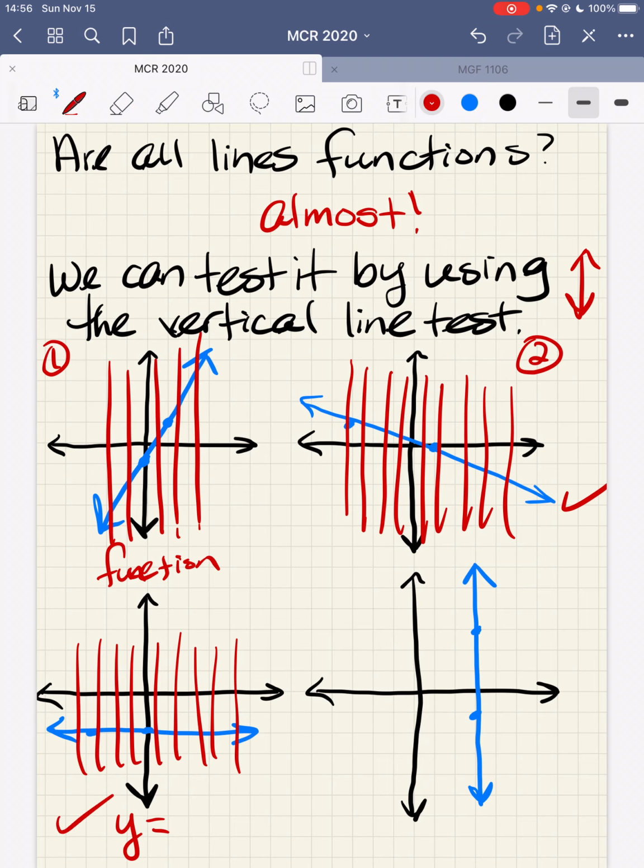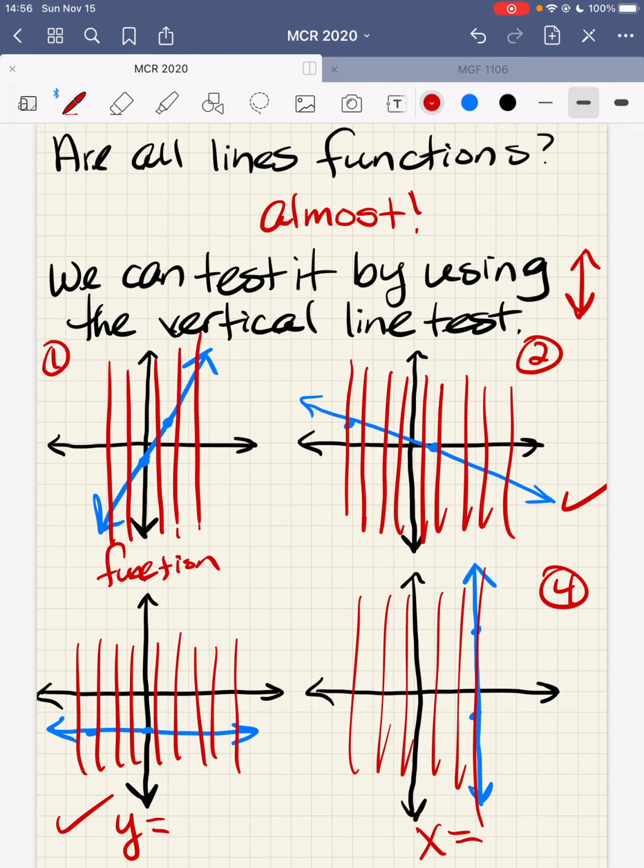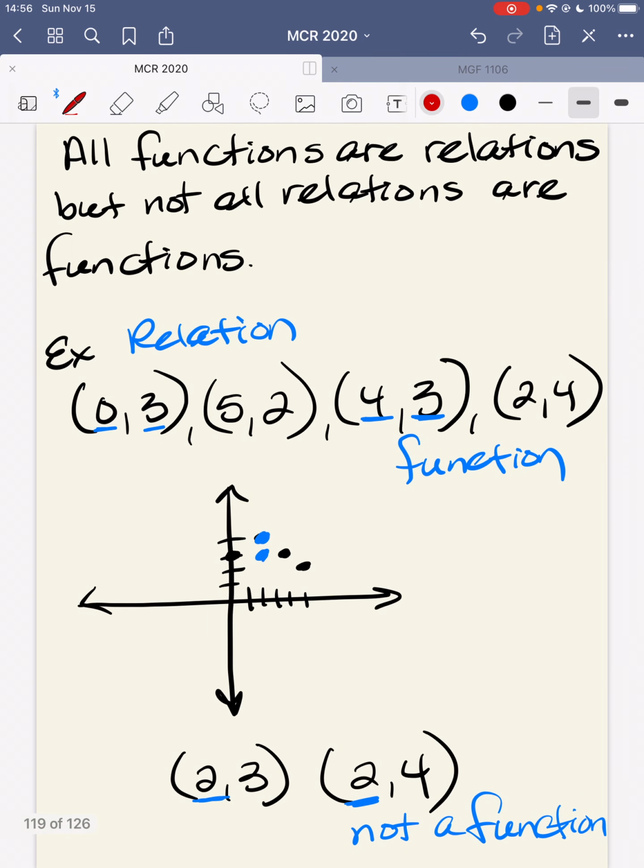But when I go ahead for the last graph, which I'm going to call graph 4, this is my x equals line. And if I go ahead and draw vertical lines, when I get to that vertical line, I hit every bit of that line. I'm hitting that line as many times as I can have points for. Okay, so this is not a function. So going back to my example here, these 2 points create a line that goes like this. This one visually would be not a function.